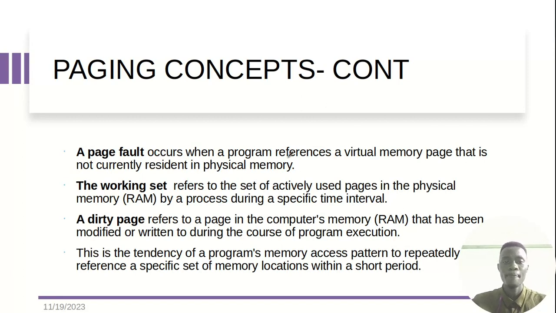A page fault occurs when a program references a virtual memory page that is not currently resident in physical memory. Then the working set is the number of actively used pages in the physical RAM. A data page is a page in the computer's memory that has been modified or written to during the course of program execution. And the tendency of a program's memory access pattern to repeatedly reference a specific set of memory locations within a short period is the locality of reference. I had not put that there, but that is what locality of reference refers to.